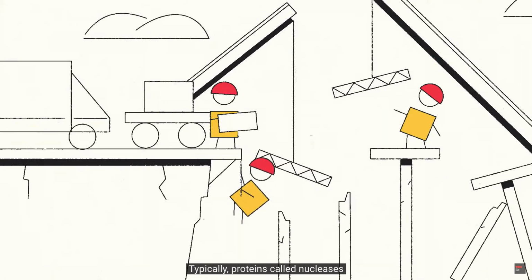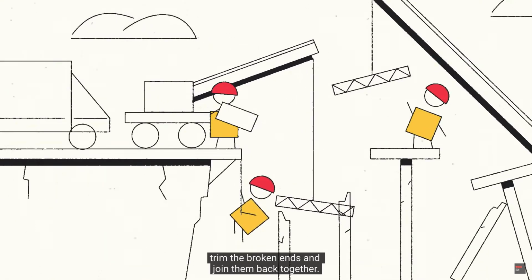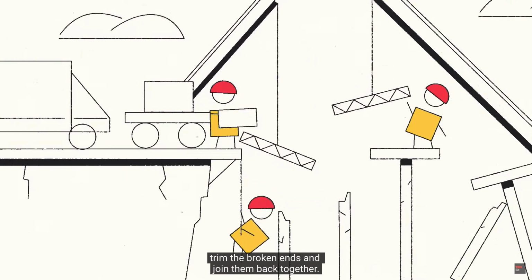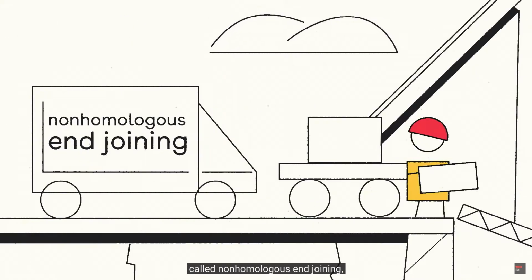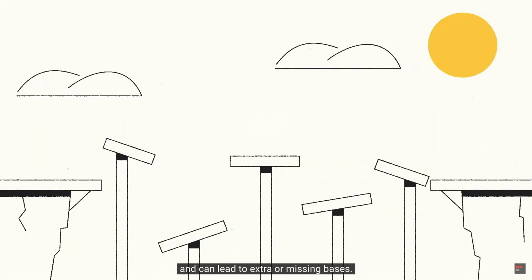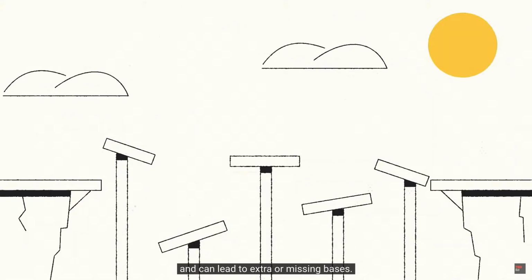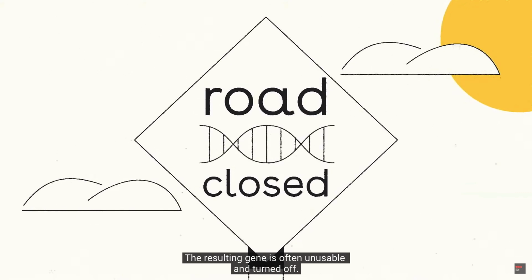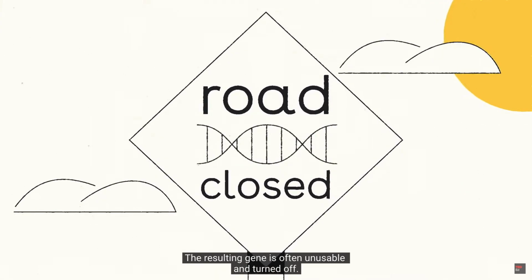Typically, proteins called nucleases trim the broken ends and join them back together. But this type of repair process, called non-homologous end joining, is prone to mistakes and can lead to extra or missing bases. The resulting gene is often unusable and turned off.